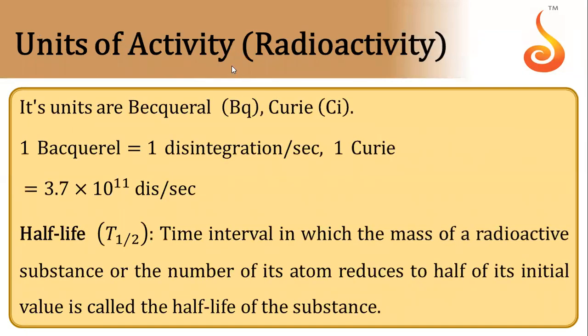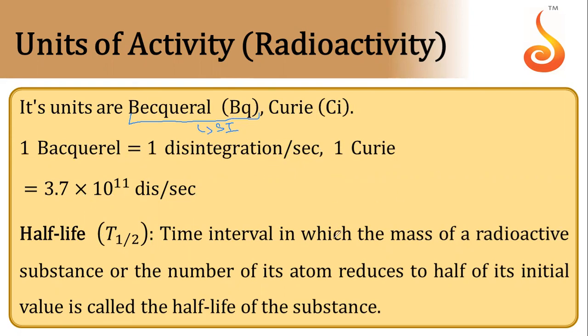Next is the unit of activity. Its unit is becquerel. This one is the SI unit. Whenever you are doing the calculation in SI units, you have to take time in seconds, so then you will get the answer in becquerel. Another unit is Curie, and you have this relation: 1 Curie equals 3.7 into 10 raised to power 10 disintegrations per second, and 1 becquerel equals 1 disintegration per second.